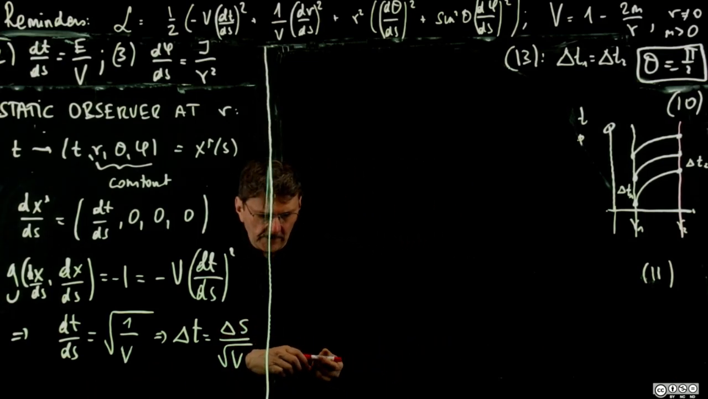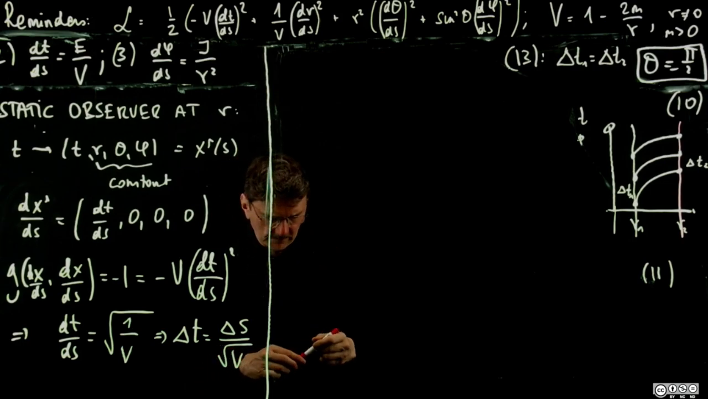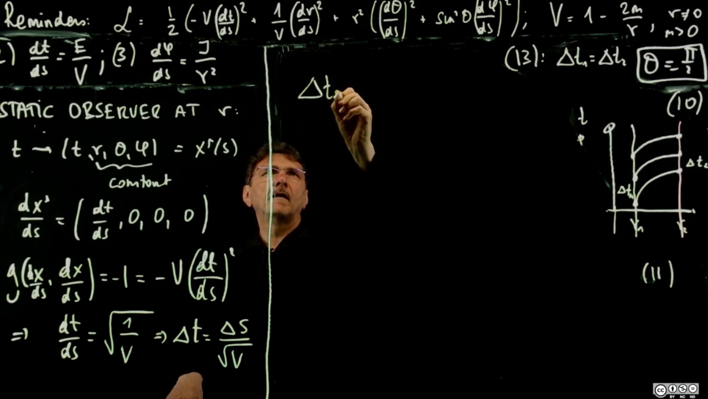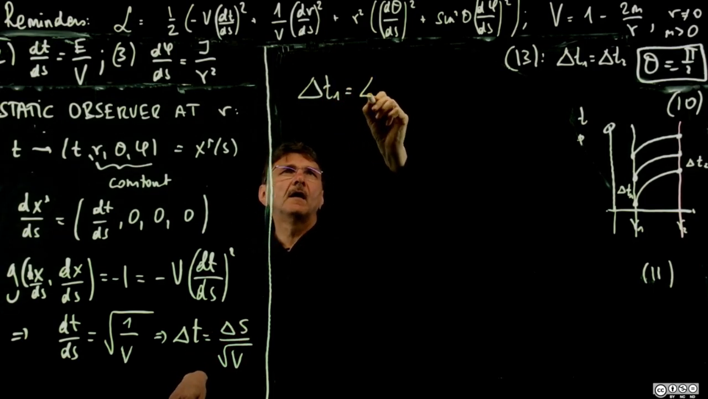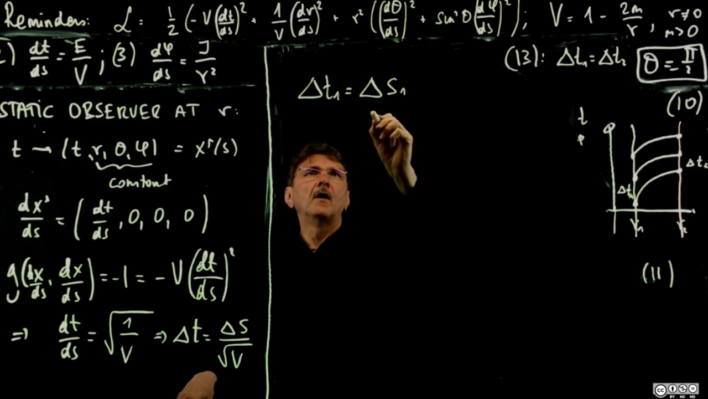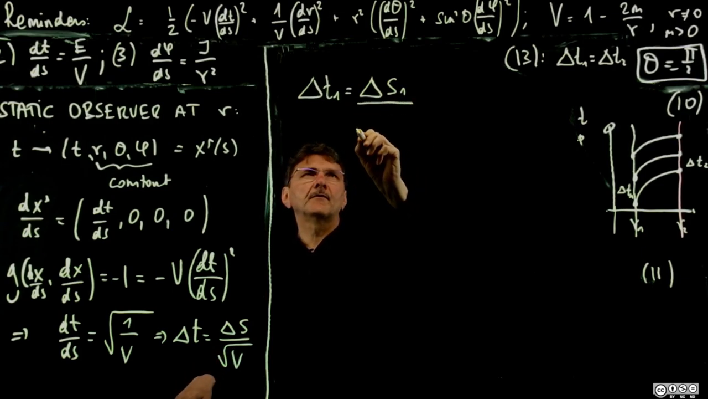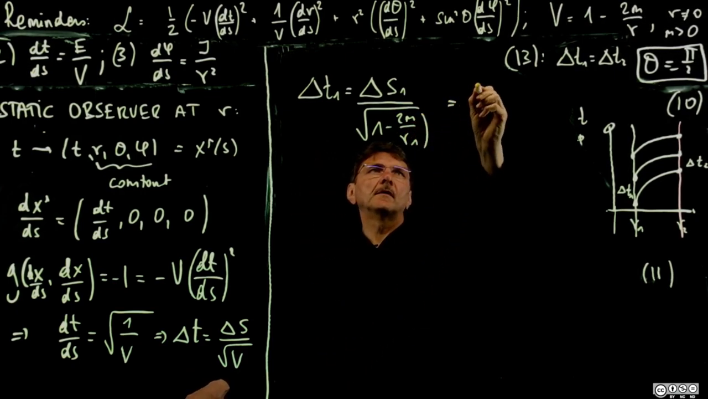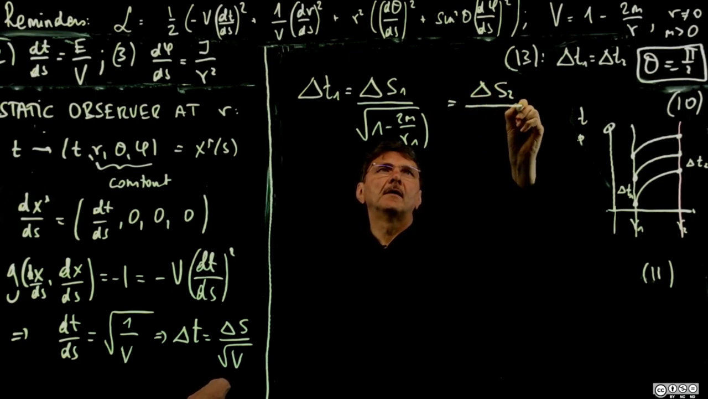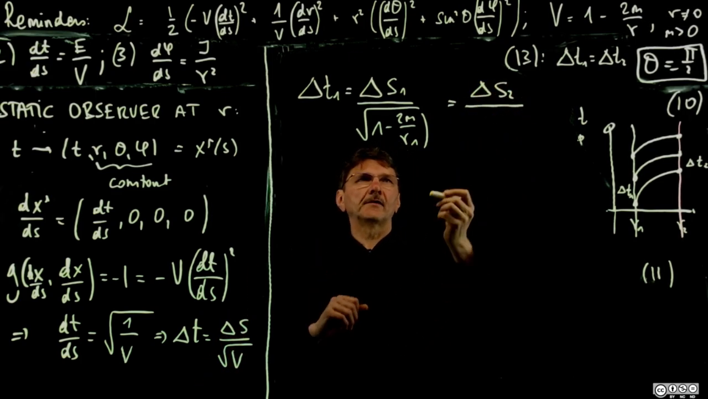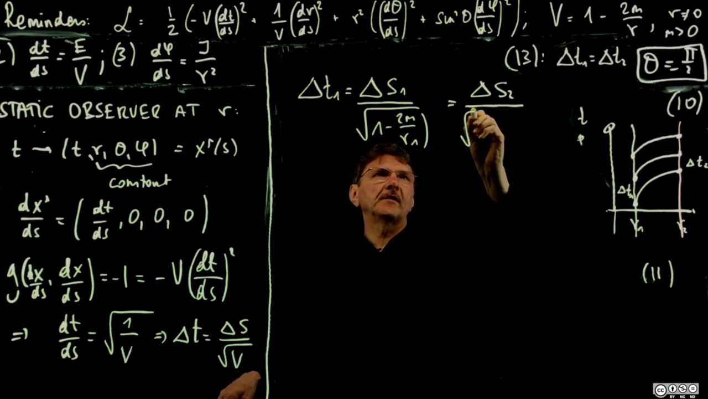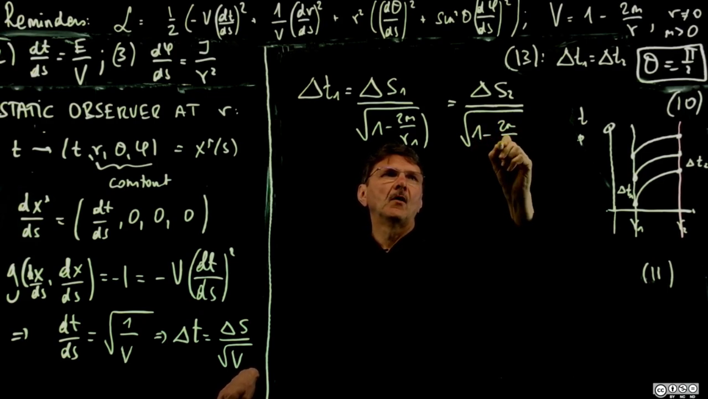So delta T1 is delta S1 over the square root of 1 minus 2m over R1, which is equal to delta T2, which is delta S2 divided by the square root of 1 minus 2m over R2.